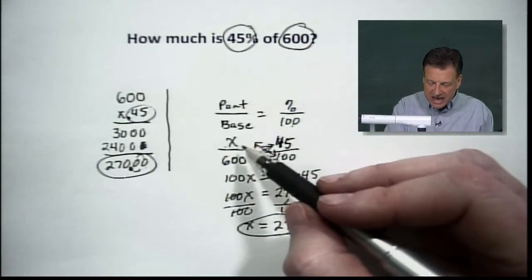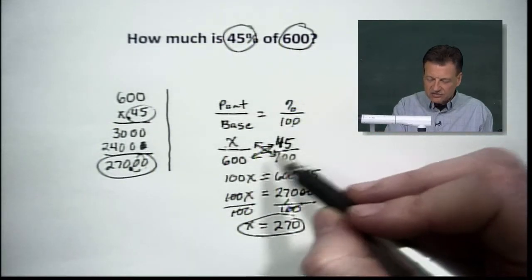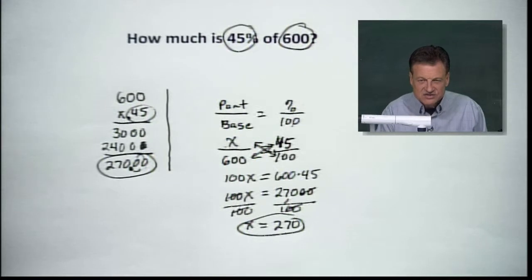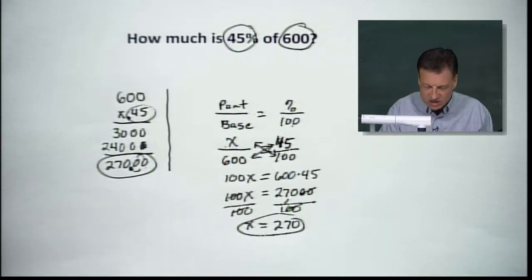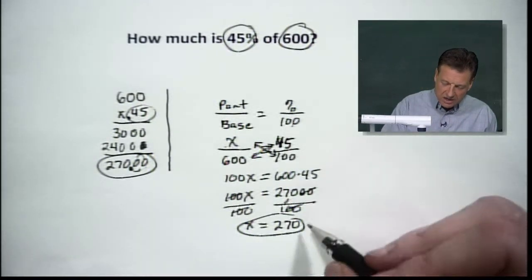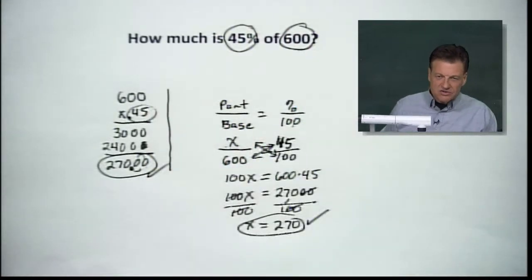So checking out, once again, we have the extremes here at 100 and x, the means at 45 and 600. My goodness, so much proportionality going on in the show today also. But there you go, 270 both ways.